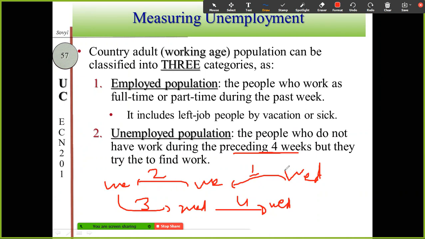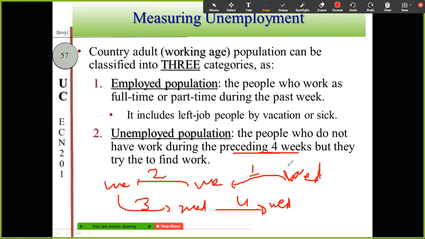That's why, suppose that today is Wednesday. From Wednesday today to Wednesday last week, this is preceding 1 week. From Wednesday today to Wednesday last 2 weeks, this is preceding 2 weeks. From Wednesday today to Wednesday last 3 weeks, this is preceding 3 weeks. From Wednesday today to Wednesday last 4 weeks, this is preceding 4 weeks. Okay? So preceding 1 week is different from last week.